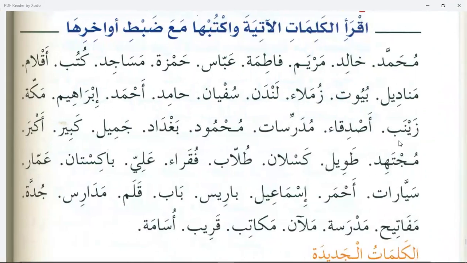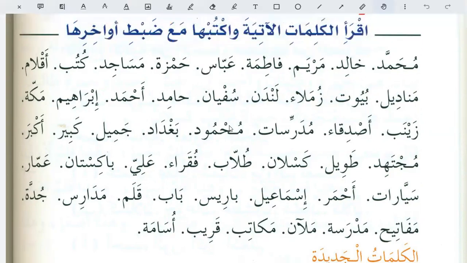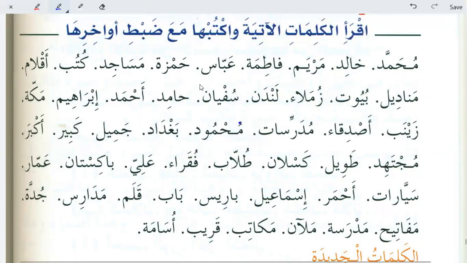Yes, sir. Next. Zainabu. Because it's a feminine proper noun. And then Asdiqa'u. Because it's the pattern of Af'ila'u. And then Mudarrisatun. And then Mahmudun. There's a mistake here. Mahmudun is a name, right? Yes. And it has tanween. So for tanween, we don't need any reason. Mahmudun. Okay.